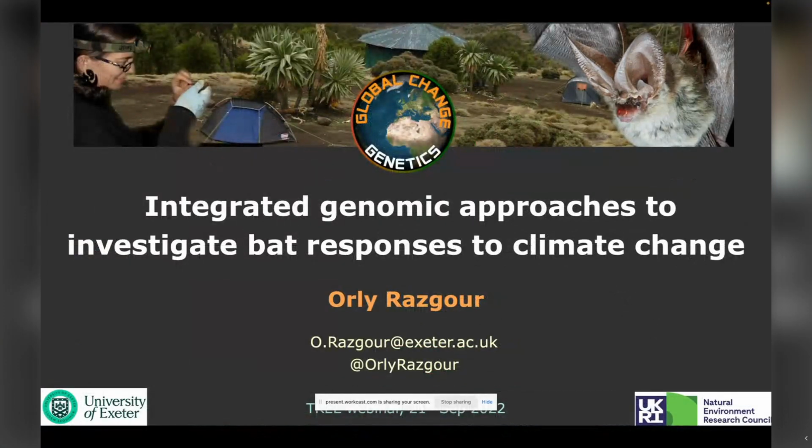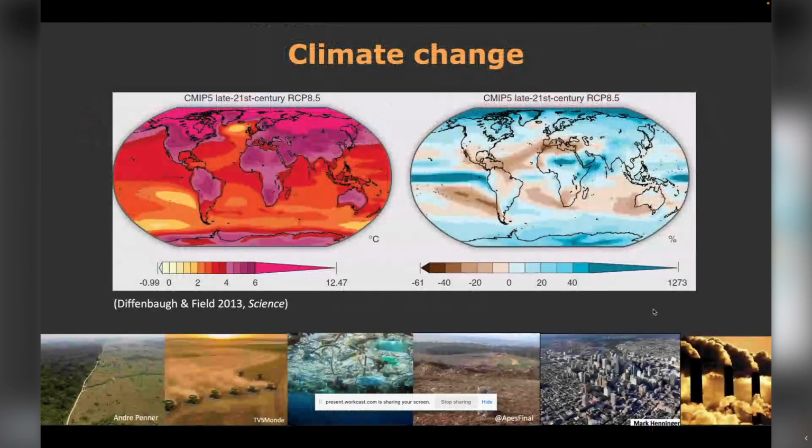Okay, so today I'm going to be talking about how we can use integrated genomic approaches to investigate responses of biodiversity to climate change. And I'm going to be focusing on bats. If you're joining this symposium, this webinar, I'm sure you agree with me that climate change is a major threat to global biodiversity. Not just biodiversity, but also the ecosystem services they provide, which affects our food security and our survival in general.